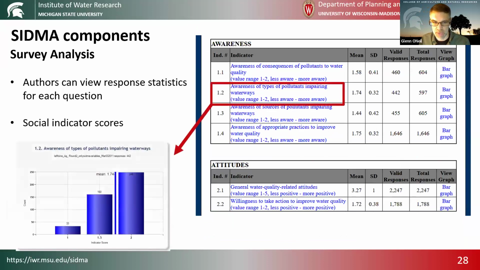These also can be viewed graphically, but the text on the system also includes some instructions on how to interpret this. So for example, this particular indicator, the awareness of types of pollutants impairing waterways, can range anywhere from 1 to 2, 1 meaning less aware of the types of pollutants impairing waterways, up to 2, which is more aware. So we can see a mean score, and when I come back to this in the demo, some additional instructions on how to interpret and evaluate indicator scores.